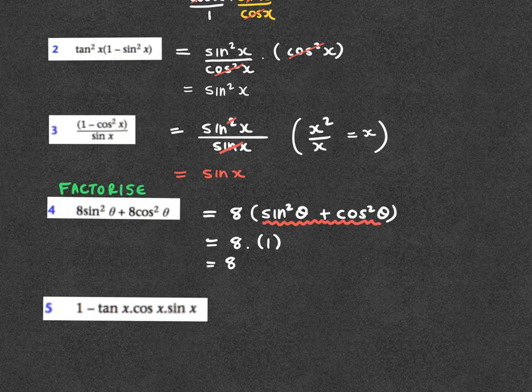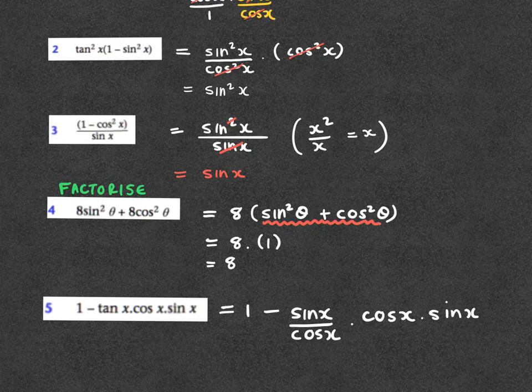Alright, so number 5, it looks like there's a lot going on. But let's just approach this piece by piece. So the 1 I'm just going to leave as 1 for now. Then I see tan x, so I'll make my quotient identity sin x over cos x, right, multiplied by cos x times sin x. Here's our sin x right at the end.